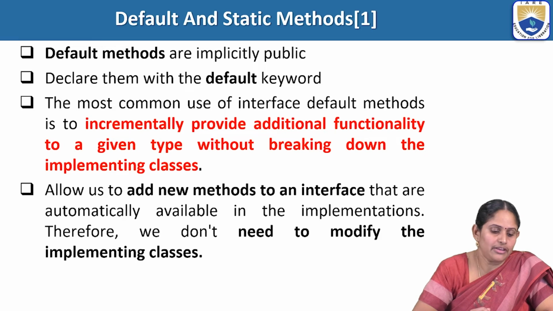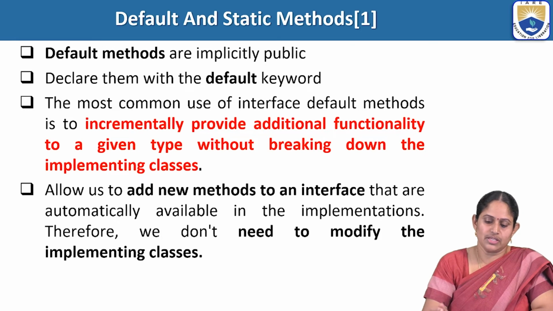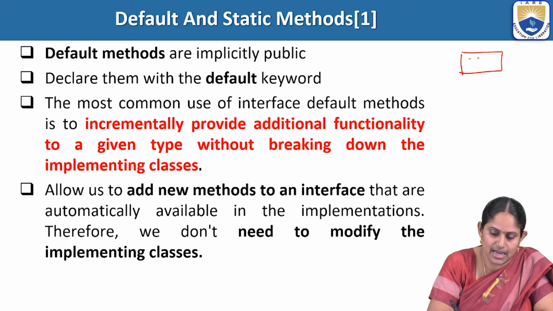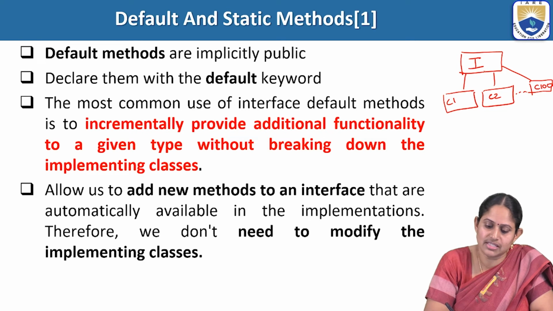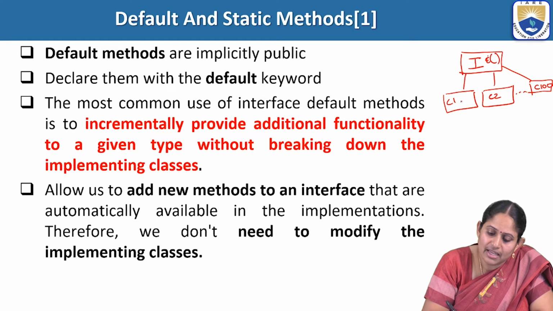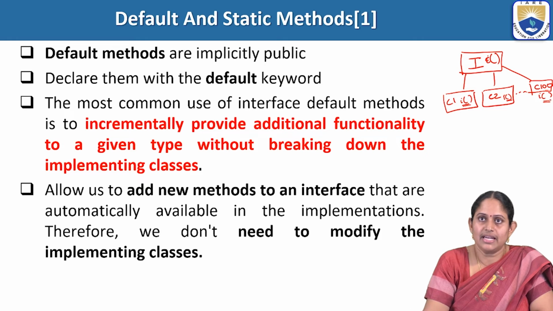Next, let's look into the default and static methods. Now, let's look into a scenario. Let's say we have an interface I, and this interface is being implemented by, say, hundreds of classes. This is class 1, class 2, like we are having 100 classes which are implementing this interface. So, the method inside that interface will be given some implementation. Every class which has implemented the interface I will provide an implementation for that particular method, right?